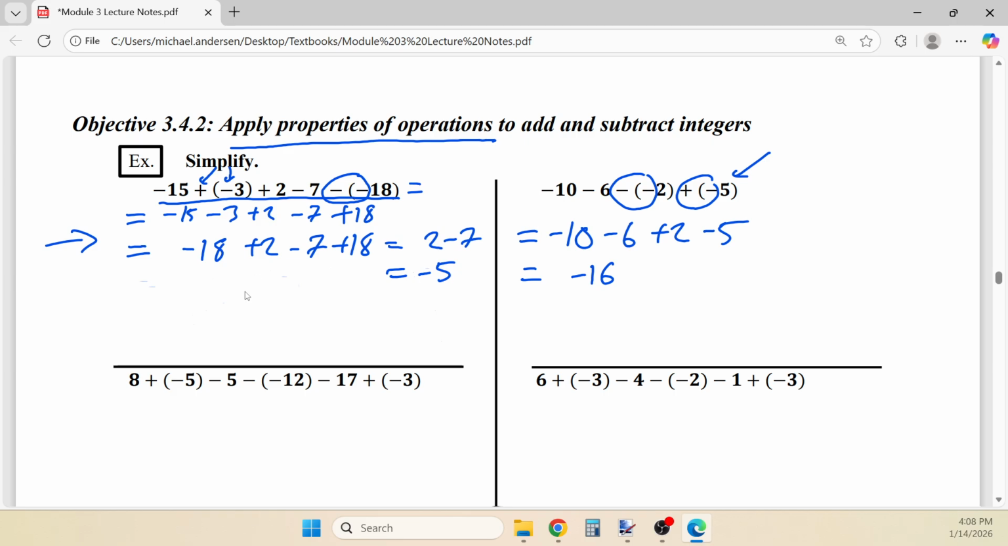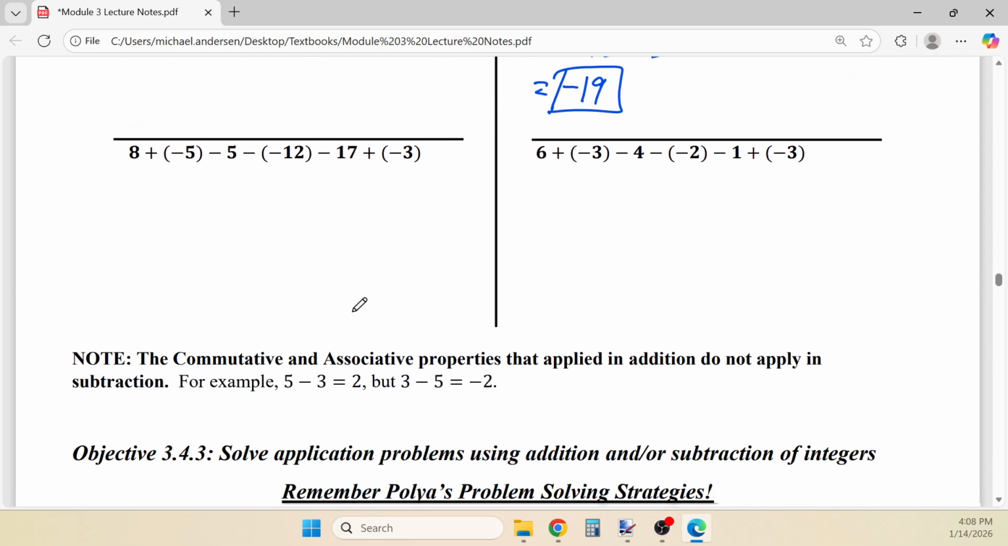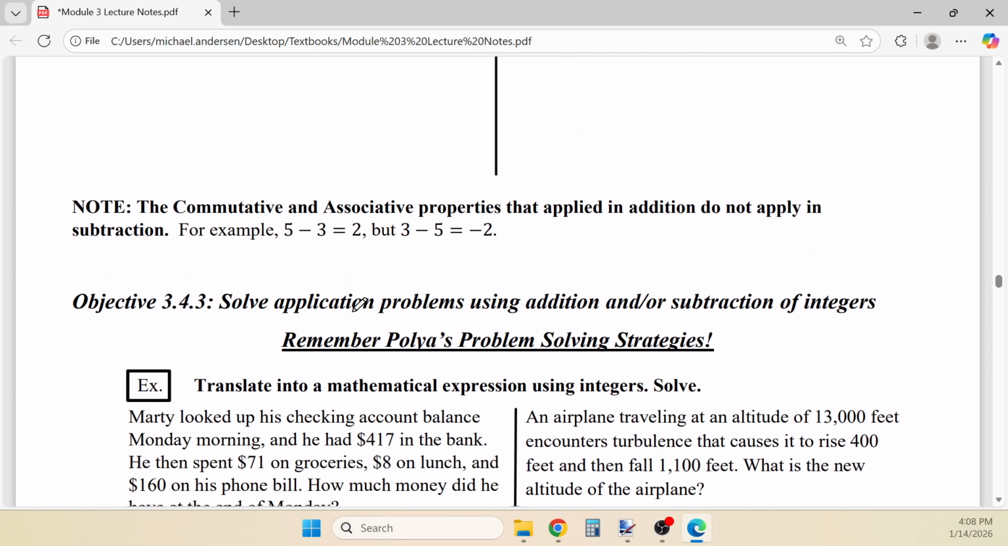Then we have different signs, negative 5 and positive 2. 5 minus 2 is 3. Oops. The bigger number was negative, so my answer will be negative. So this positive 2 and negative 5 turns into a negative 3. And I combine those together to give negative 19. I will allow you to do the rest of those problems.